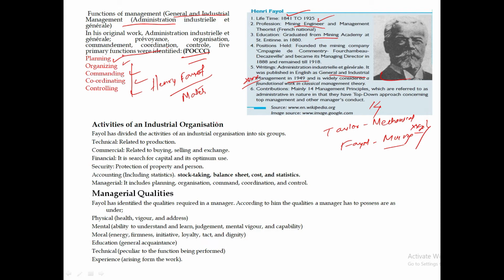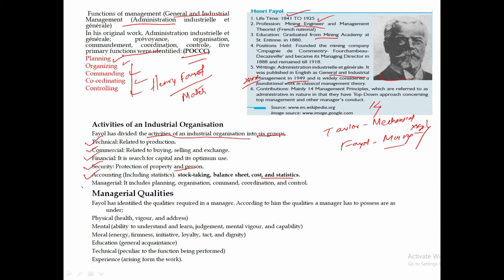Now, activities of an industrial organization. He distinguished different activities and divided them into six groups. What are they? One is technical, related to production and manufacturing. Next is commercial, related to buying, selling, and exchange. Financial is with respect to capital and its optimum use. Next, security, that is protection of persons, equipment, and property. And accounting deals with statistics, stocks, balance sheet, and costs.